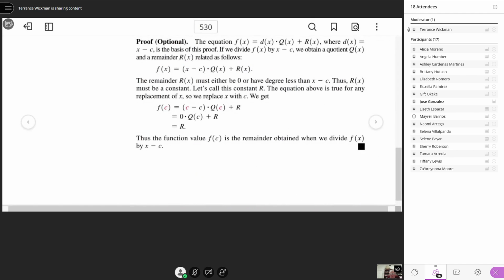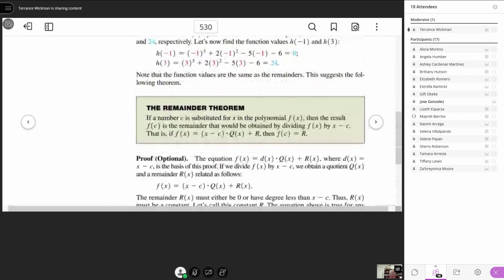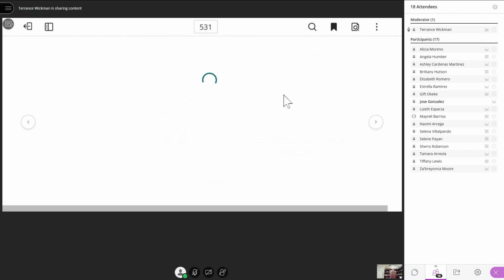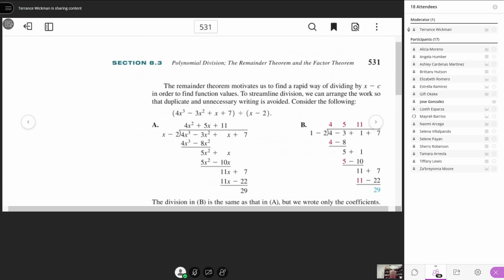The remainder theorem. Excuse me. I'm going to give you the short version, and I'm going to give you the regular version of this. The short version will make it make sense. The long version doesn't make sense until, I mean, it will eventually.